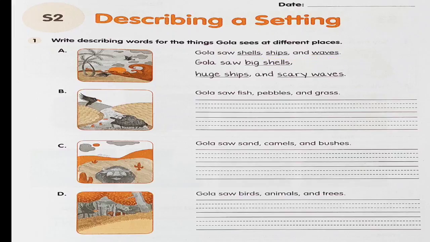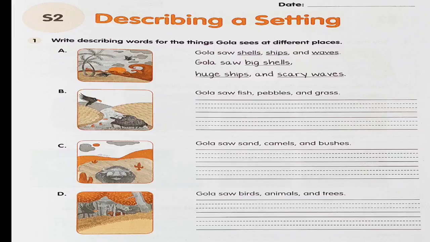Now you have to write describing words about these things that Gola sees in these places. When you change these into describing words, you have to add these describing words along with these things to tell more about shells, ships and waves, like it's done here. Gola saw big shells, huge ships and scary waves, okay. Now if you look at picture B, you will see Gola and Muri visiting the river. Gola saw fish, pebbles and grass. So here you can write Gola saw small fish, round pebbles and green grass. You will use these describing words such as small, round and green to describe that the fish are small, pebbles are round and grasses are green.